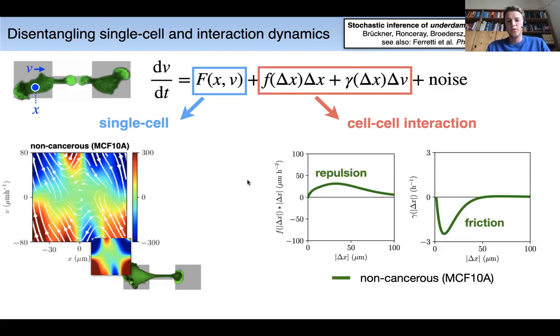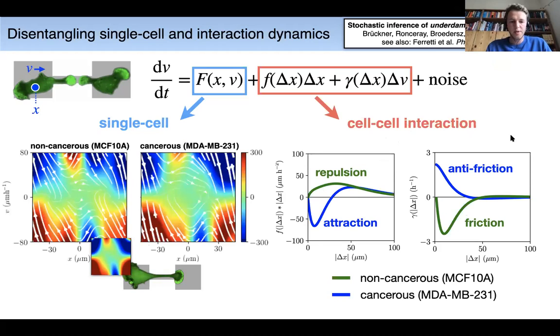But we can now also infer the interactive terms of these dynamics, which include a repulsive interaction and a frictional interaction where the cells slide past each other and then slow down. What was interesting to us is when we did the same analysis for the cancerous cells, we found a similar single cell term, but really qualitatively different interaction terms, where we had now an attractive interaction and sort of a novel and surprising anti-friction interaction, which actually means that when cells slide past each other, they speed up upon collision.